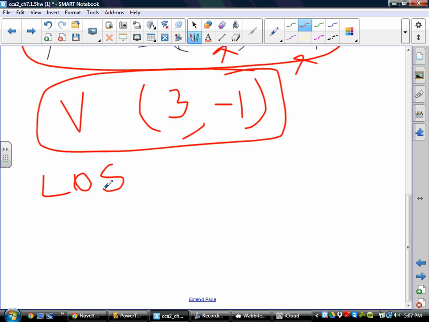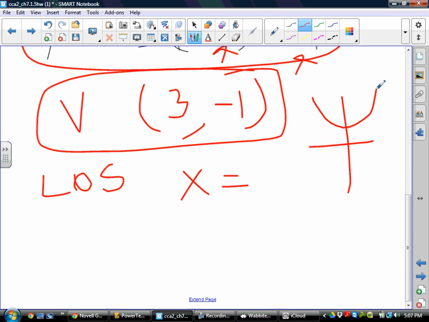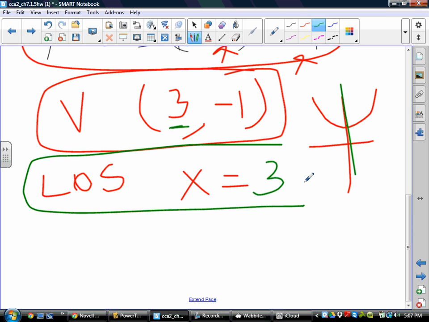Okay, so this is going to happen when x equals a certain number. So if you think about your parabola, just a general parabola like that, the vertex is down here, the line of symmetry goes right through that vertex, right? So it goes through the x coordinate of the vertex. So I'm just going to say x equals 3 is my line of symmetry equation.